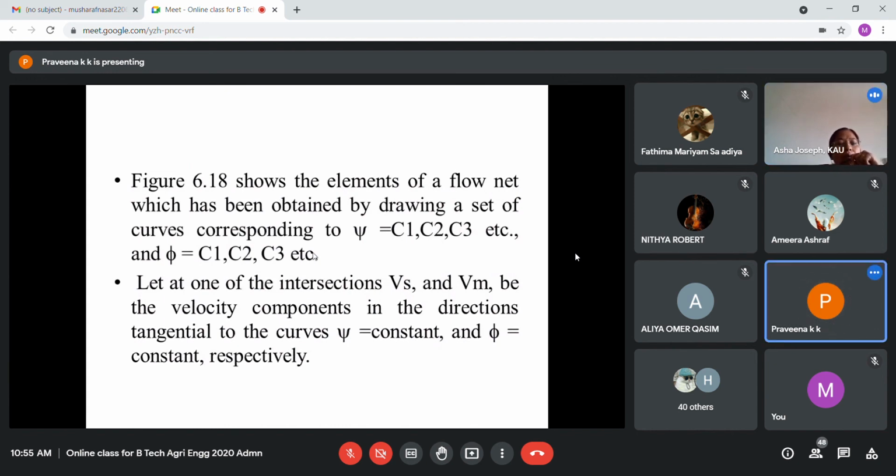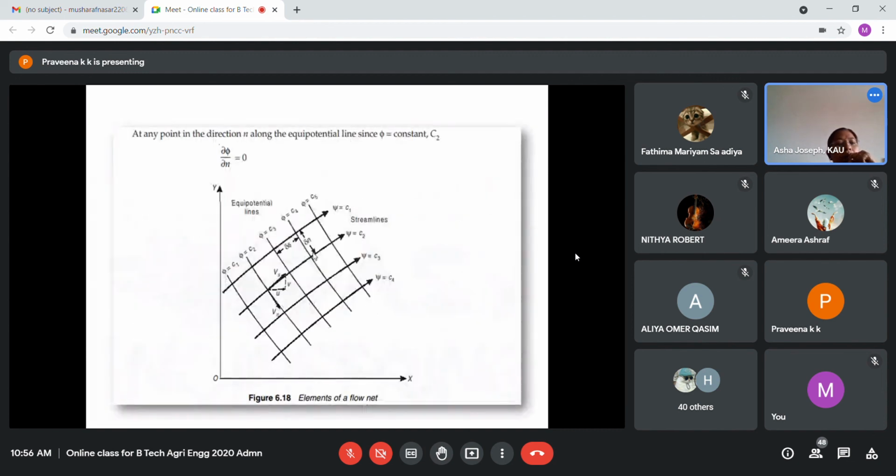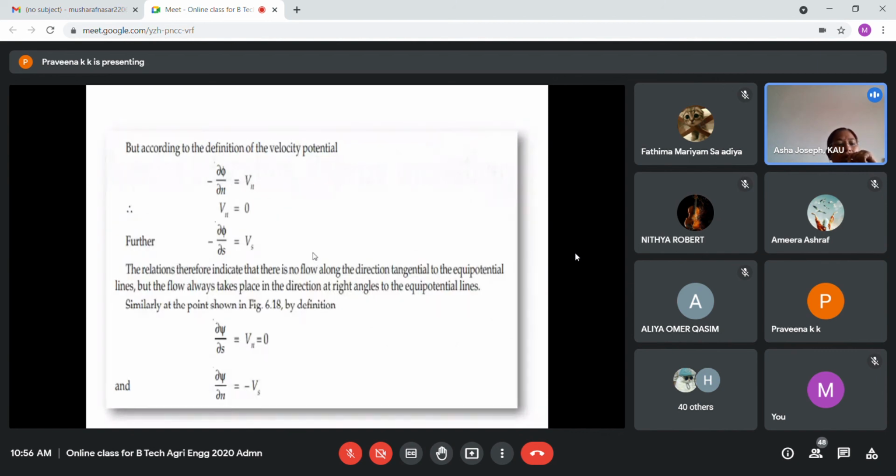The figure shows the elements of a flow net which has been obtained by drawing a set of curves corresponding to psi equal to C1, C2, etc. and phi equal to constants. Let Vs and Vn be the velocity components in the directions tangential to the curve psi is constant and phi is constant respectively. At any point in the direction, that is explained here.